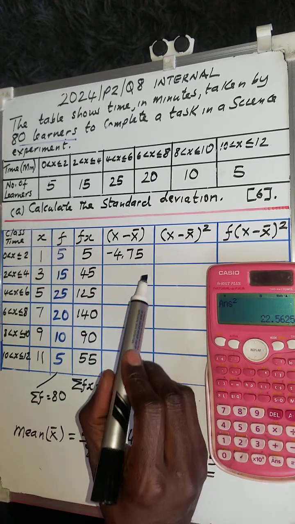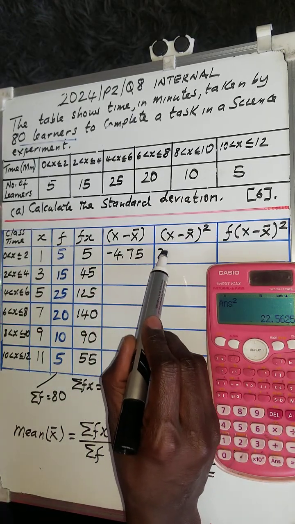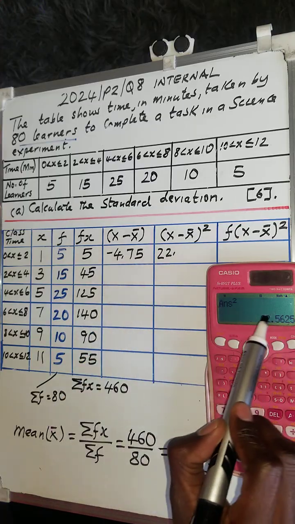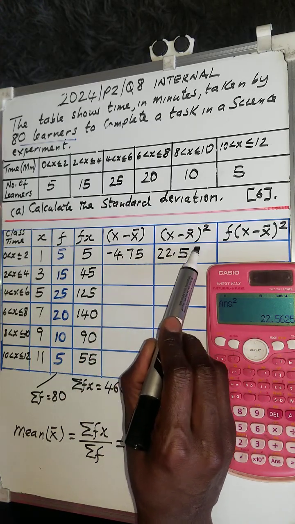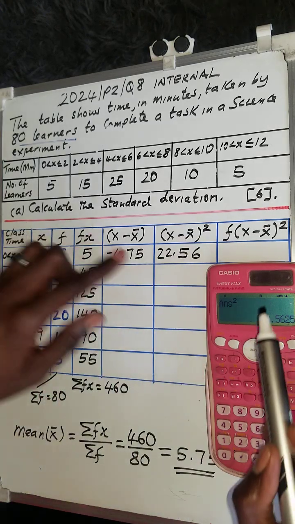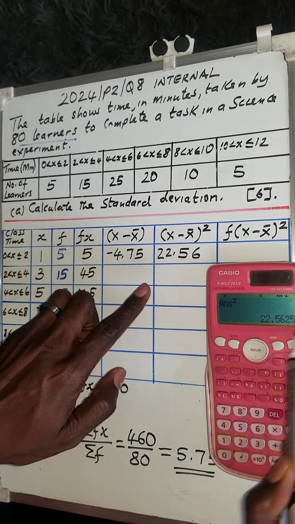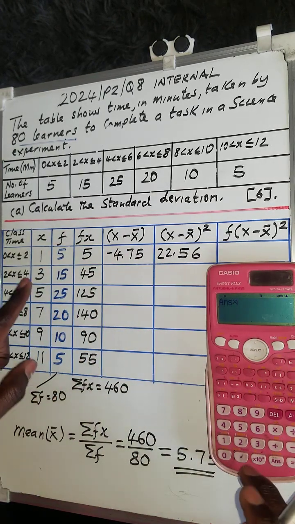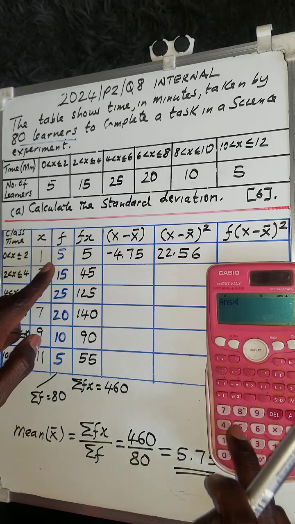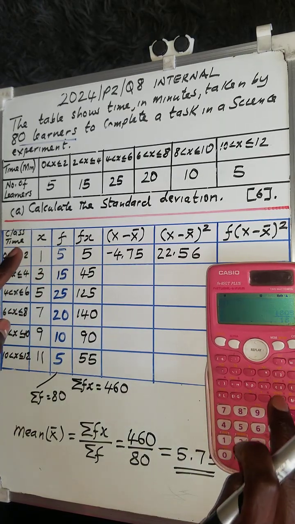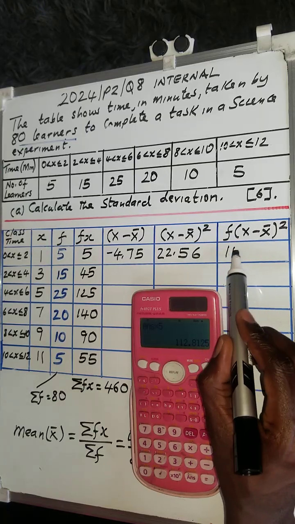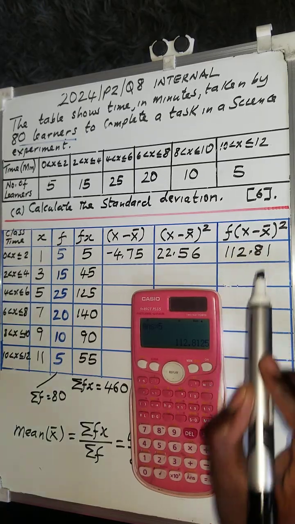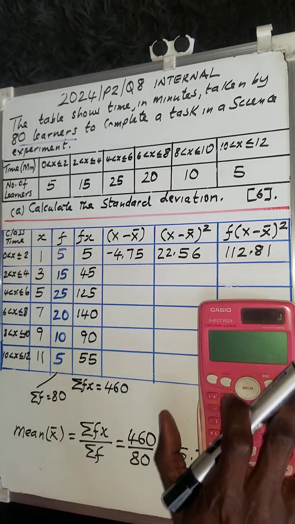So if I raise it to the power 2, it is simply giving me 22.56, leaving it to 2 decimal places. Whatever value you get, you can still use the value on your calculator, multiplied by the frequency, which is 5 there. That is going to give me, to 2 decimal places, 112.81.